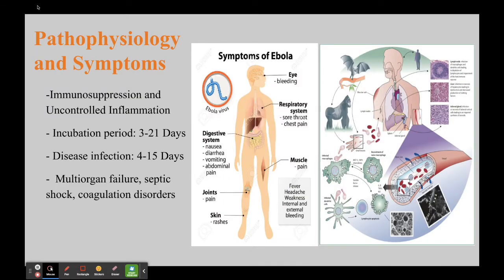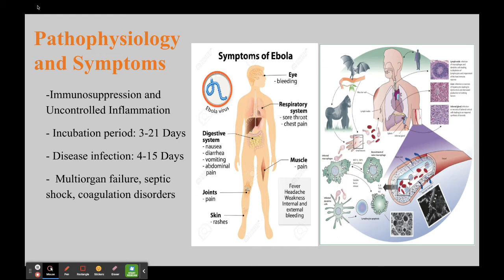Ebola virus infection is generally characterized by high inflammatory cytokines, weakened immune response, septic shock, coagulation disorders, and multi-organ failure from high hemorrhagic fever. Initially, diagnosis of Ebola is challenging, as its appearance usually overlaps with multiple differential diagnoses, such as malaria, dengue fever, typhoid fever, and meningococcemia.